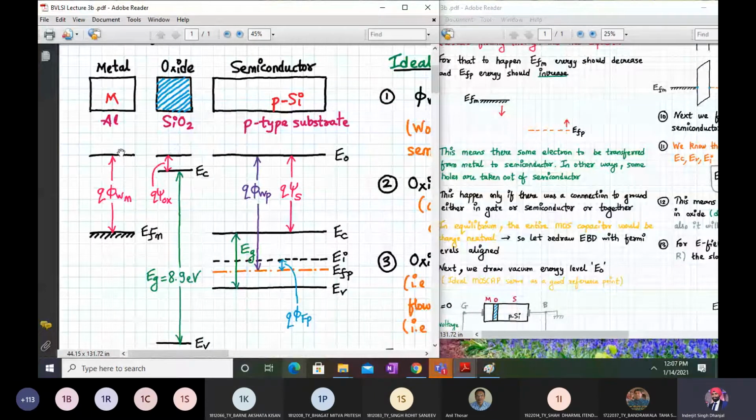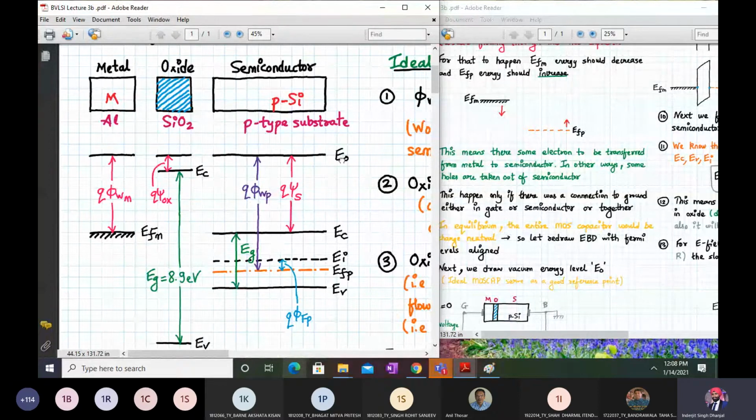Okay, so E naught minus EFM is also called Q into phi WM, or phi FM, which is the work function potential for metal. In case of an insulator, there is no Fermi level, because there are no free electrons inside the oxide, so you don't draw any Fermi level. And what about the electron affinity? E naught minus EC is Q into psi OX in the oxide layer, which is the electron affinity.